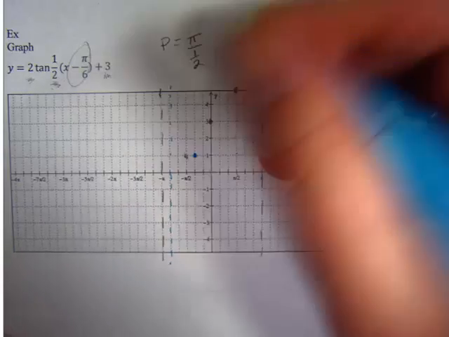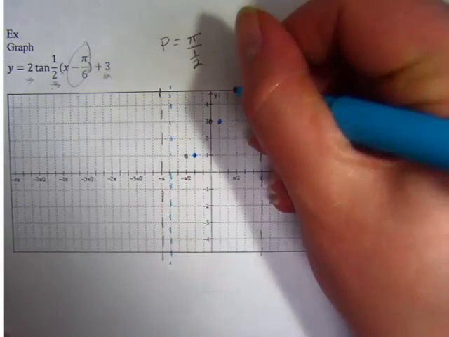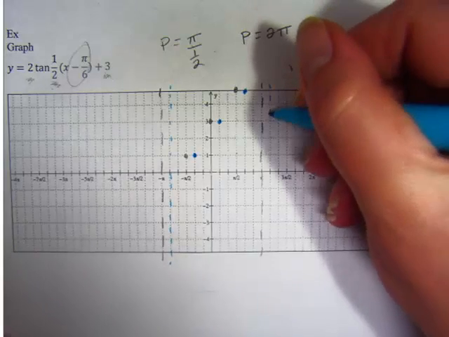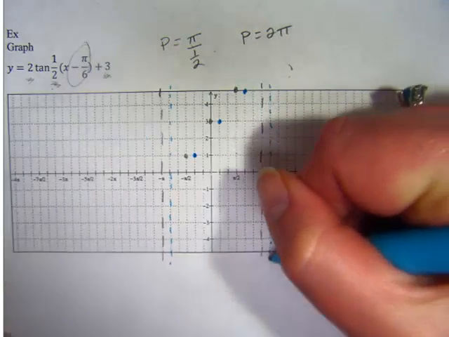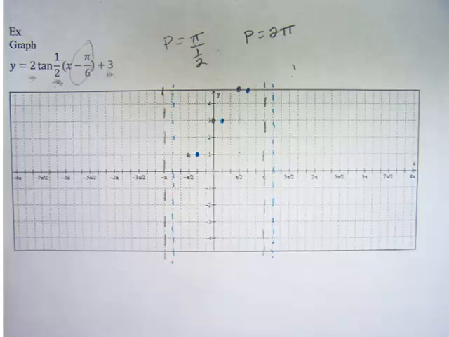This point moves pi over 6. This point moves pi over 6. This point moves pi over 6. And this asymptote moves pi over 6. So all of my values move pi over 6 to the right because it was a minus sign, so it moves in the right direction.